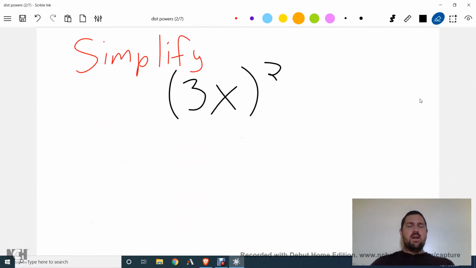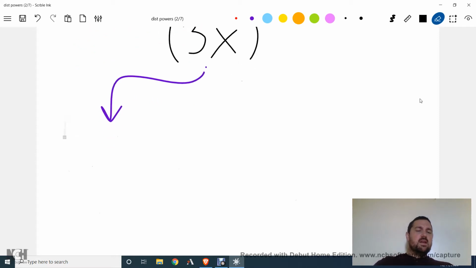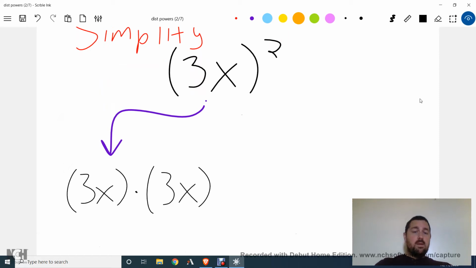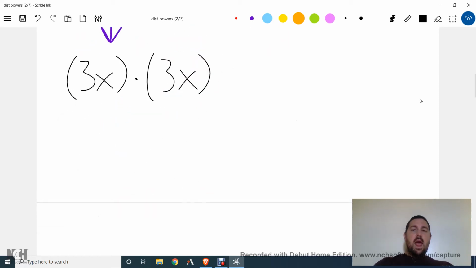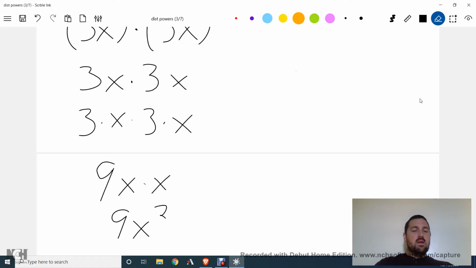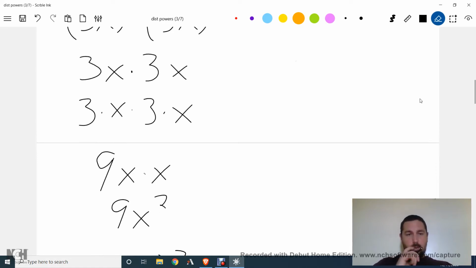Here's an example. We have simplify (3x) to the second power. Now, if we were to approach this following an order of operations mindset, that (3x) squared becomes 3x times 3x, right? And we can start simplifying this, get rid of the parentheses, and we end up getting 9x squared, right? Notice that we had a 3 times 3, and that's why we got the 9, and the x times x becomes x squared, okay? Notice we end up with 2 3's being multiplied and 2 x's, right?